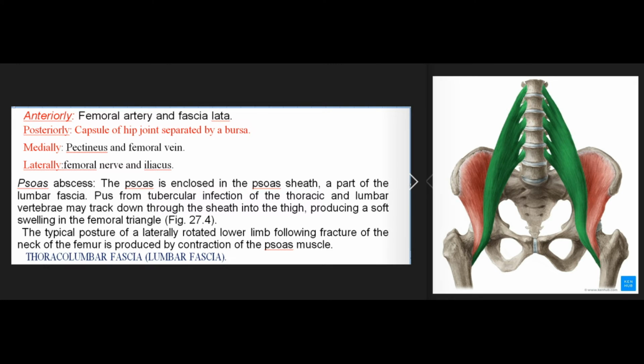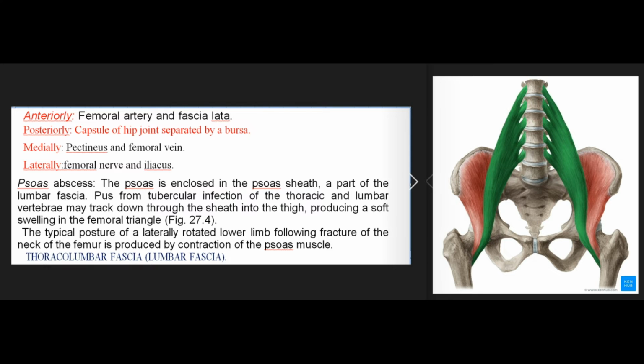Psoas abscess. The psoas is enclosed in the psoas sheath, a part of the lumbar fascia. Pus from tubercular infection of the thoracic and lumbar vertebrae may track down through the sheath into the thigh, producing a soft swelling in the femoral triangle. The typical posture of a laterally rotated lower limb following fracture of the neck of the femur is produced by contraction of the psoas muscle.